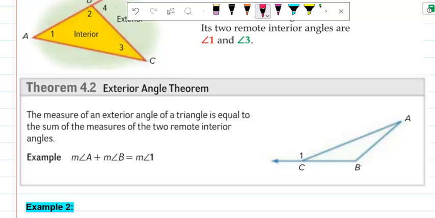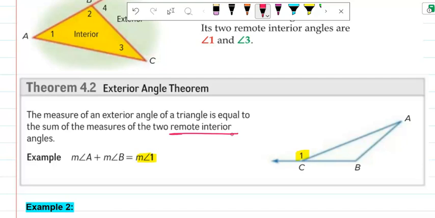This is a really nice to know shortcut if you remember it and see it, but again, not something that you necessarily have to use, and I can show you the workaround if you forget this, okay? So it says that the measure of an exterior angle, okay, so the exterior angle here is going to be angle 1, right? It's on the outside of our triangle. So the measure of angle 1 is equal to the sum of the measures of the two remote interior angles, okay?